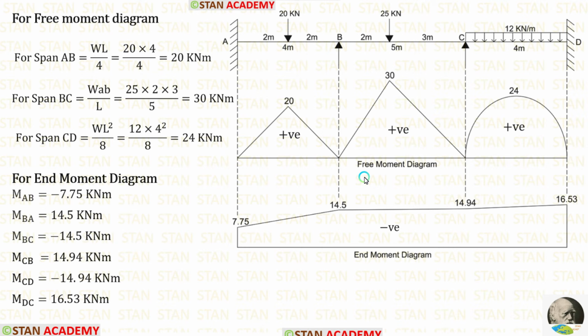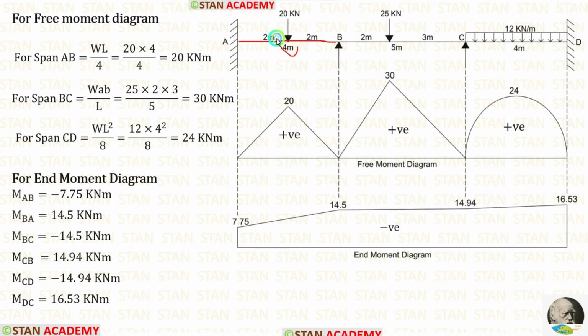Now we are going to draw the bending moment diagram. For drawing the bending moment diagram, first we have to make the free moment diagram, then the end moment diagram. Finally, we have to combine both of them to get the bending moment diagram. For the free moment diagram, we have to assume every span as a separate simply supported beam. First, let us take the span AB.